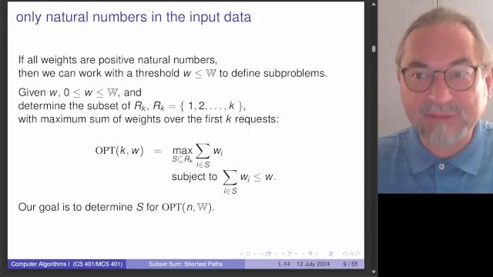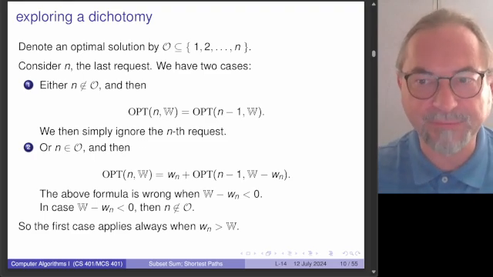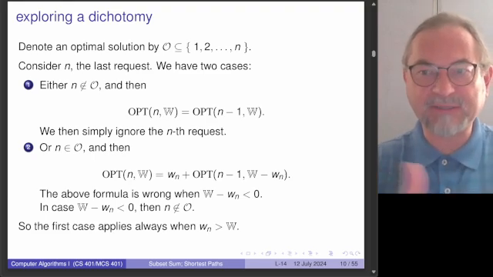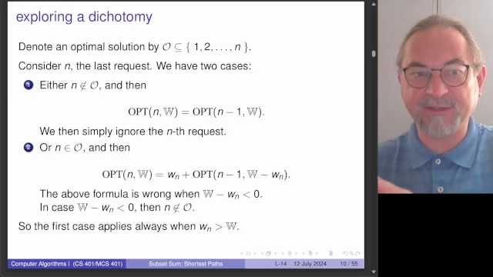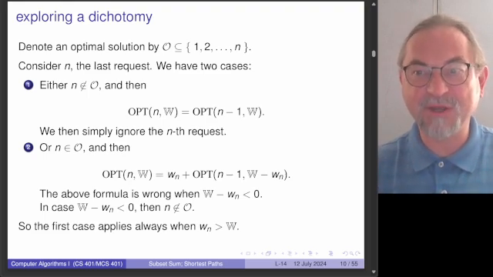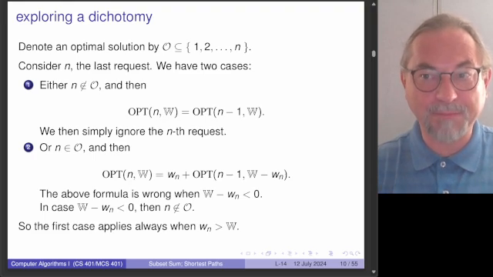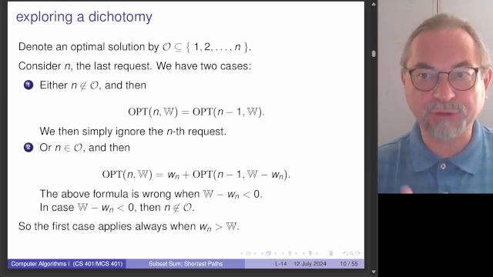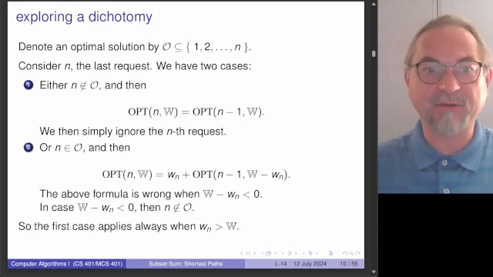Okay, so we have discretized our input data, and now we can start to develop our recurrence looking backwards again. So we have n weights, n requests. Now, either we do not consider the last request. That means that the last request will not be part of any optimal solution. And then we simply have that the optimal solution is the optimal solution of the first n minus 1 requests. So we simply ignore that last request.